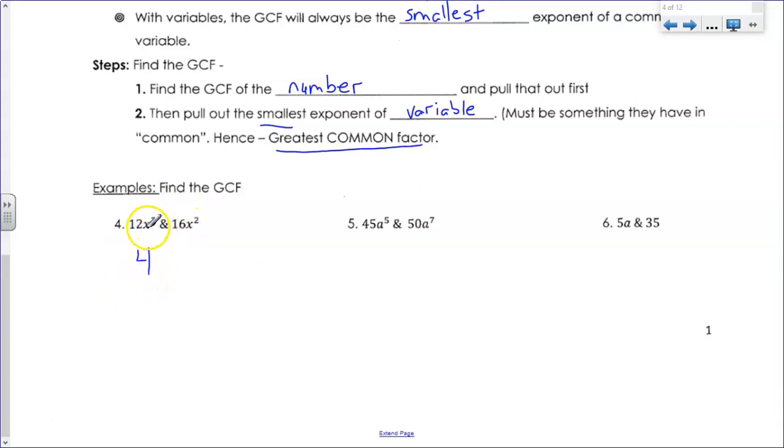Then we're going to look at our variable. They both have an x. And then we're going to take out the smallest exponent. Well, here the exponents are equal, so I could take 2 x's out of each term. Okay, so let's go to this one.